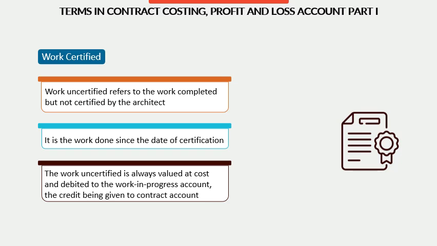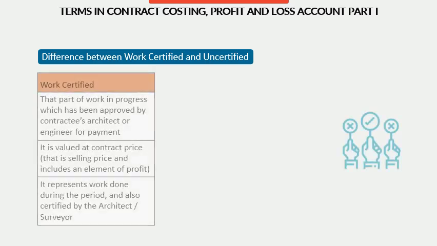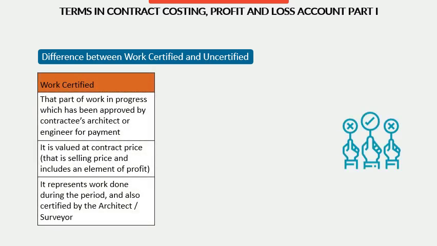Moving on to the next slide. Let us discuss the differences between work certified and work uncertified. Work certified: that part of the work in progress which has been approved by the contractee's architect or engineer for payment. It is valued at contract price, that is, selling price, and includes an element of profit. It represents work done during the period and also certified by the architect or surveyor.